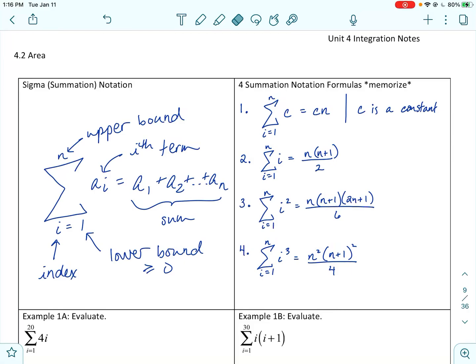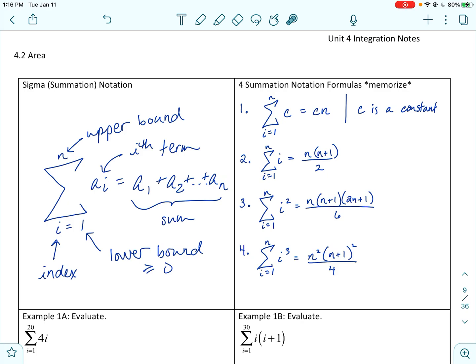This is going to be a quick introduction to section 4.2, area. So first, go ahead, pause, copy this sigma notation and all of the labels, and then also copy these 4 formulas, and then come back so that we can actually talk about them.